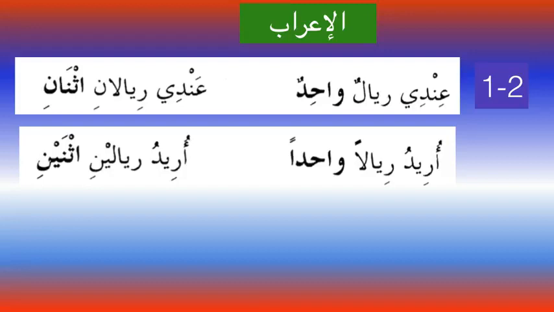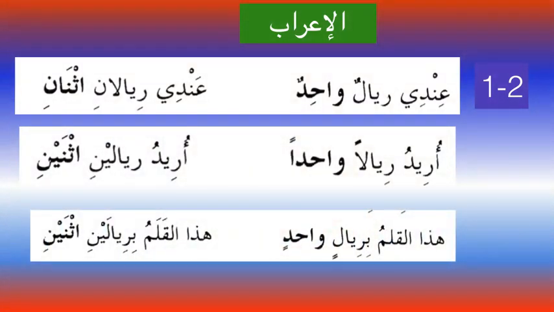So we know duels, they have ani and aini. So ya represents mansoob form li'annahu musanna here. Uridu riyalaini ithnaini. So we say hada al-qalamu, this pen, biriyalin wahidin, this pen is for 1 riyal. And again same example, hada al-qalamu biriyalaini ithnaini. So this is how they decline depending on the situation.